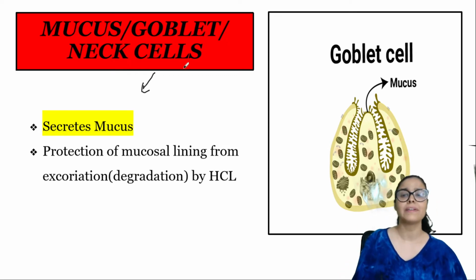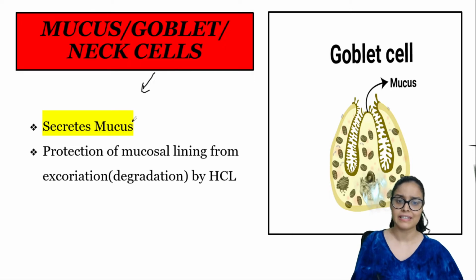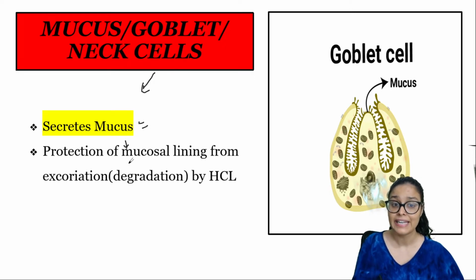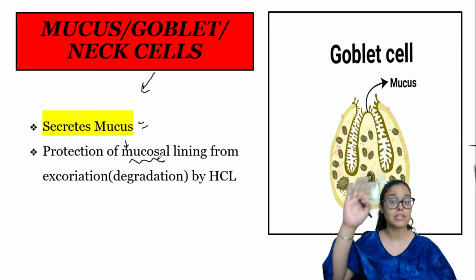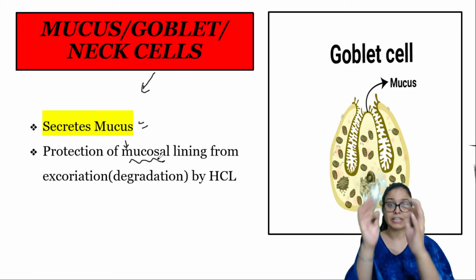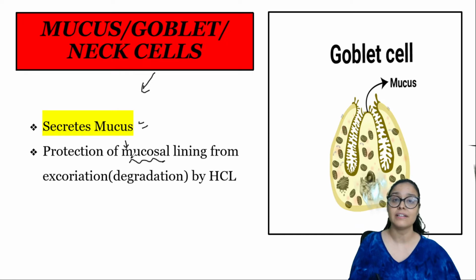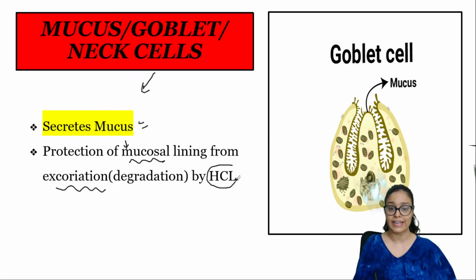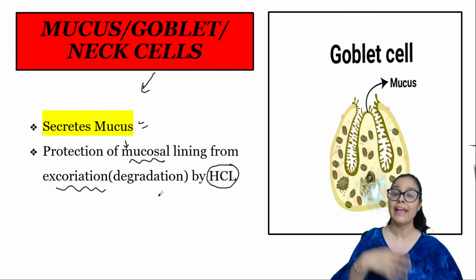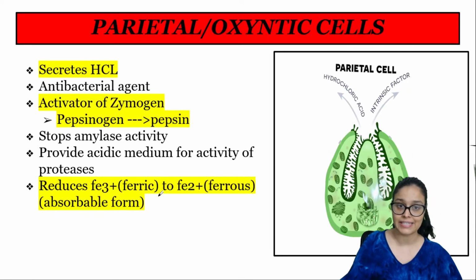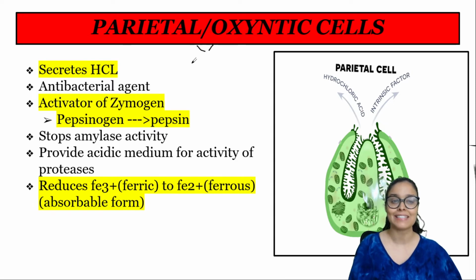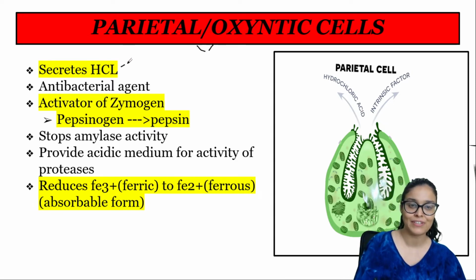So mucus, goblet cell, and neck cell are the same, which secrete mucus. And what is the purpose of mucus? Obviously, it will protect the mucosal lining. It will protect the inner lining of the stomach from excoriation by the degradation of HCl, because we know gastric juice also has HCl. And the next cell is the parietal oxyntic cell, which secretes HCl obviously.